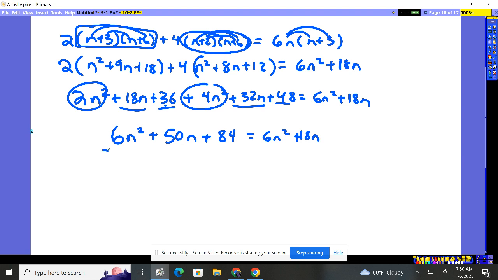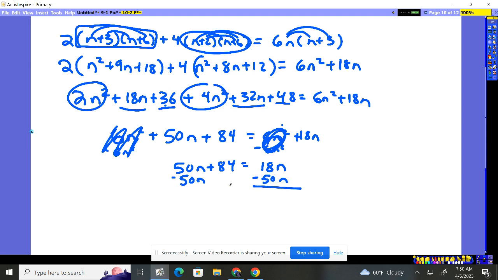We can subtract 6n squared from both sides, and notice since they both have it, they're just going to go away. And we're left with 50n plus 84 equals 18n. So I'm going to move my 50n over, just subtract. 84 is equal to negative 32n. And now just divide by negative 32, divide by negative 32.